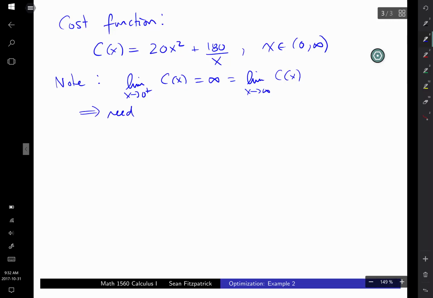So this tells me that I need a local minimum, right? And this does tell me that at least this question makes sense. So let's say one of those limits was 0. Well, then I could make the cost as close to 0 as I wanted, and I wouldn't have a minimum, and this wouldn't be an interesting problem. And since I need a local minimum, that tells me that we need critical numbers.